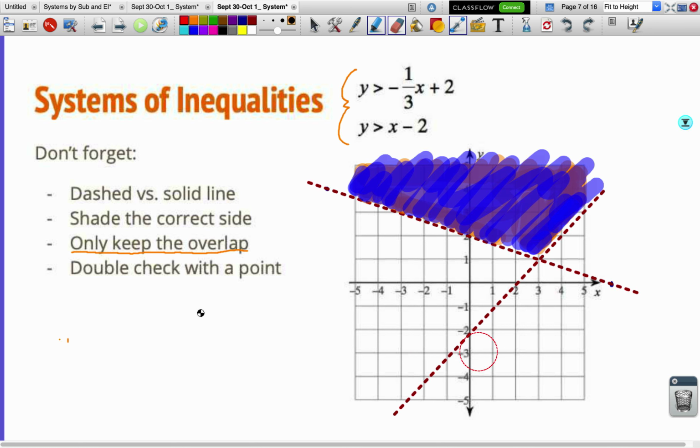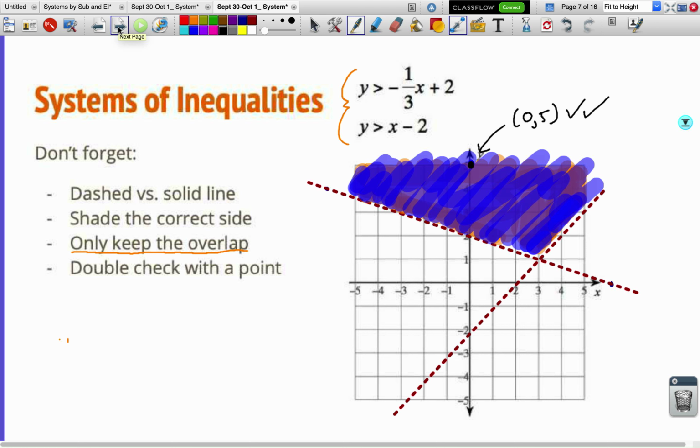All right, now double check with the point. We got to pick a point that's inside here. We've got the y-axis, so maybe we'll pick something on that, like this point right here, 0, 5. I know it is well inside that shaded region. Let's check and make sure that that works. So is 5 greater than 2? Yep. Is 5 greater than negative 2? Yep. That point checks out. That gives us a really strong indication that we shaded the right region here.